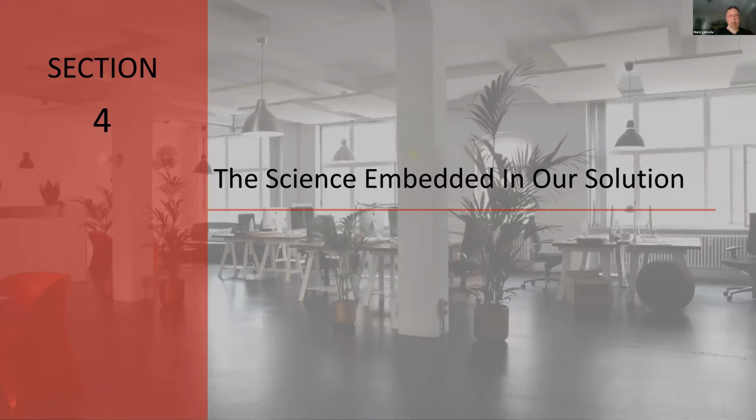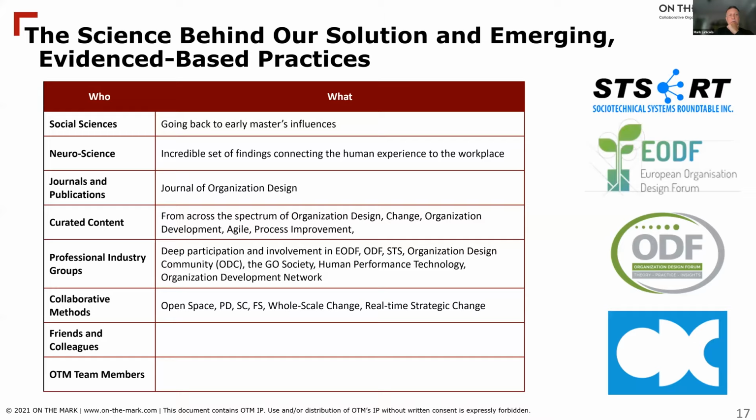Let's keep moving. I want to talk about the science and emerging evidence-based practices and where they come from. The social sciences, I think, are probably pretty clear, going back to some of the masters who influenced me and the org design work. But in the last 10 years, the work in neuroscience has been unbelievable in terms of the human experience in the workplace. If you're not familiar with that work, we have some references for you, but it has given evidence to some of the things we were learning 30 years ago.